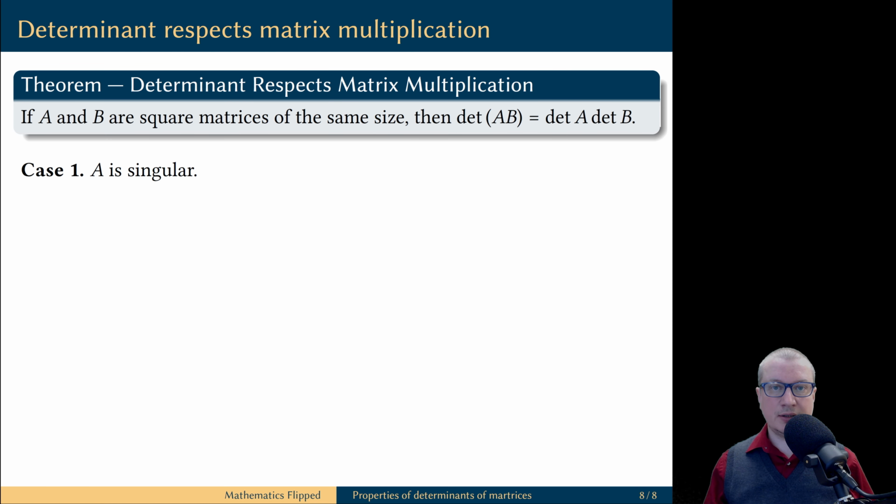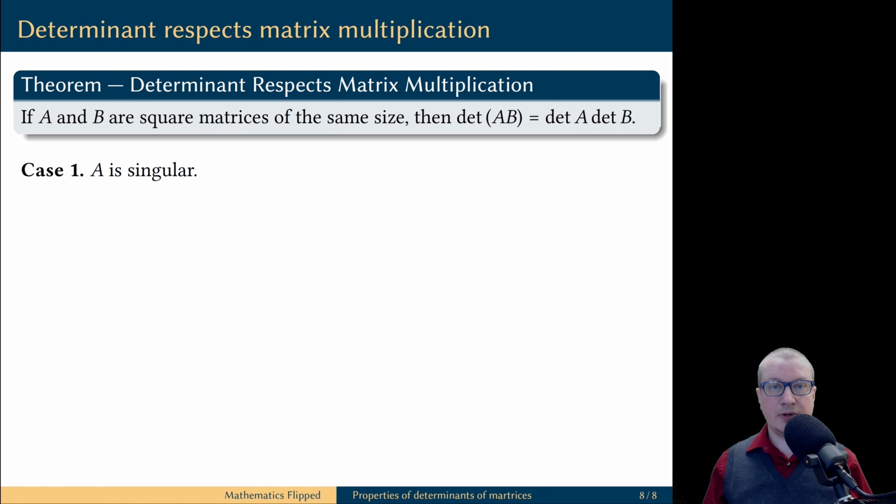Our last result is a remarkable observation that determinant respects matrix multiplication. The determinant of the product of two matrices A and B is the product of their determinants. Notice in this equation, on the left-hand side, it's the operation of matrix product. On the right-hand side, it's the operation of the product of numbers. This proof is going to be proof by cases.